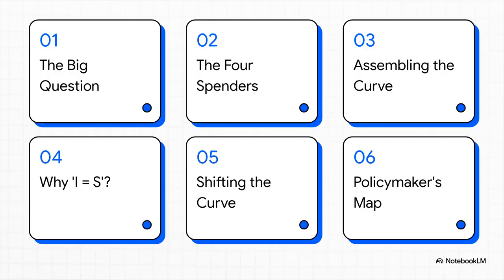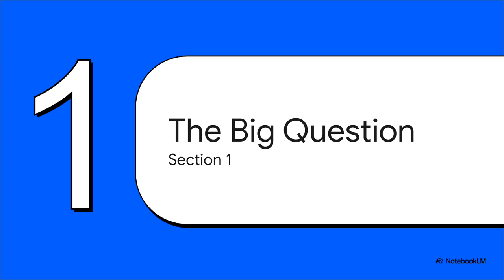So here's the game plan. We'll kick things off with the big question at the center of it all. Then we'll meet the four main players, the spenders in any economy. We'll use them to actually build the IS curve, and we'll even figure out where that weird name comes from. Then, we'll look at what makes the whole curve move, and finally, see how it becomes an essential map for the people in charge. All right, let's dive right in.